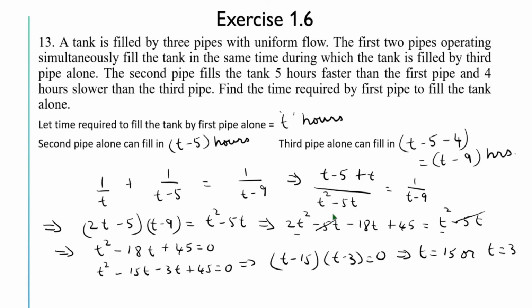Here we have the second pipe alone can fill in T minus 5 hours and the third pipe can fill in T minus 9 hours. So if we take T as 3, then here we will have the time as negative. So the time required by the first pipe to fill the tank alone is 15 hours. Therefore, T is equal to 15 hours. I hope this is clear.